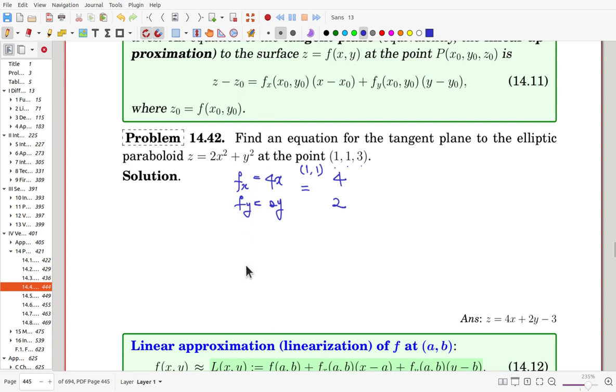So using the formula, z minus z0, which is 3, equals f sub x at the point, which is 4, times x minus x0, which is 1, plus 2 times y minus y0, which is 1. Then you can move this one to the other side and simplify to get that equation.